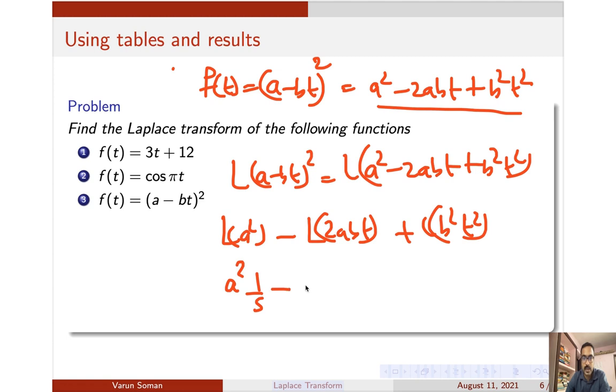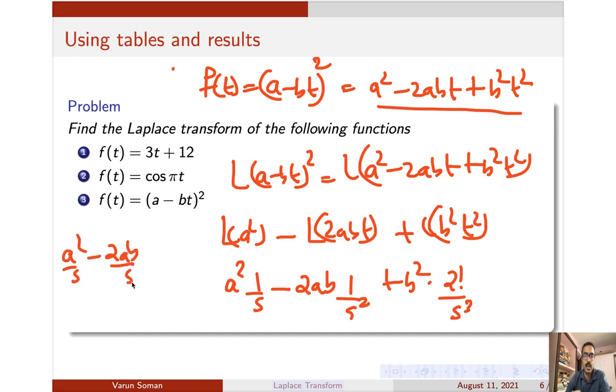Minus, we can take 2ab outside, L of t. What is L of t? Again, it will be simply 1 by s square. Look at the table. Plus b square into L of t square. What is L of t square? L of t square is 2 factorial by s cube, so it is 2 by s cube. So that is the answer: a square by s minus 2ab by s square plus 2b square by s cube. I hope this is clear.